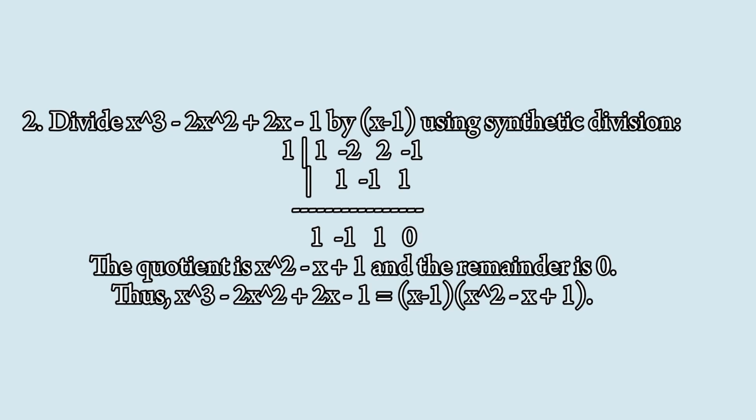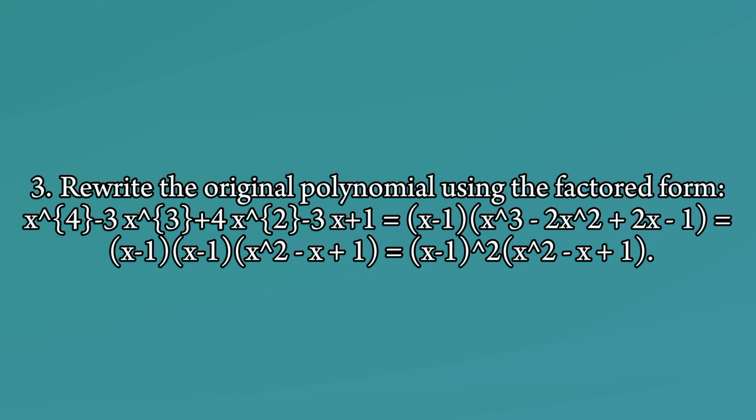Number 2. Divide x cubed minus 2x squared plus 2x minus 1 by x minus 1 using synthetic division. The quotient is x squared minus x plus 1 and the remainder is 0. Thus, x cubed minus 2x squared plus 2x minus 1 is equal to x minus 1 times x squared minus x plus 1.